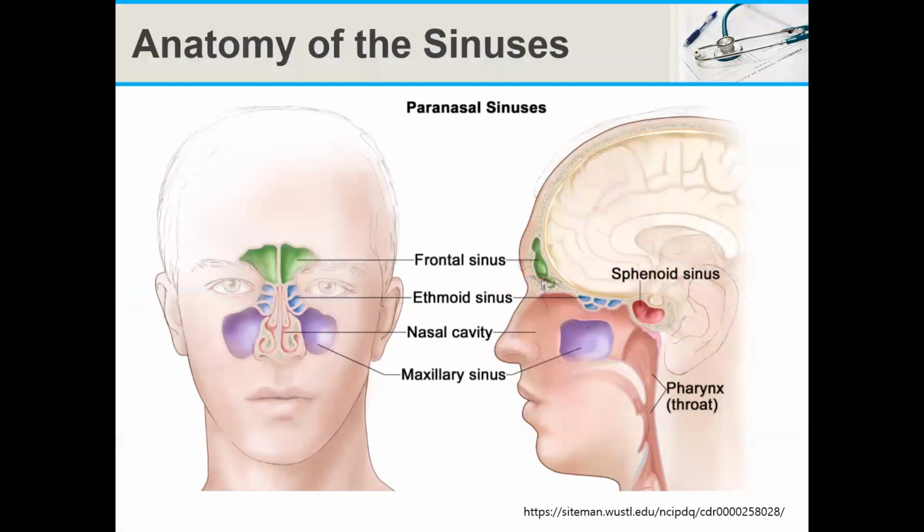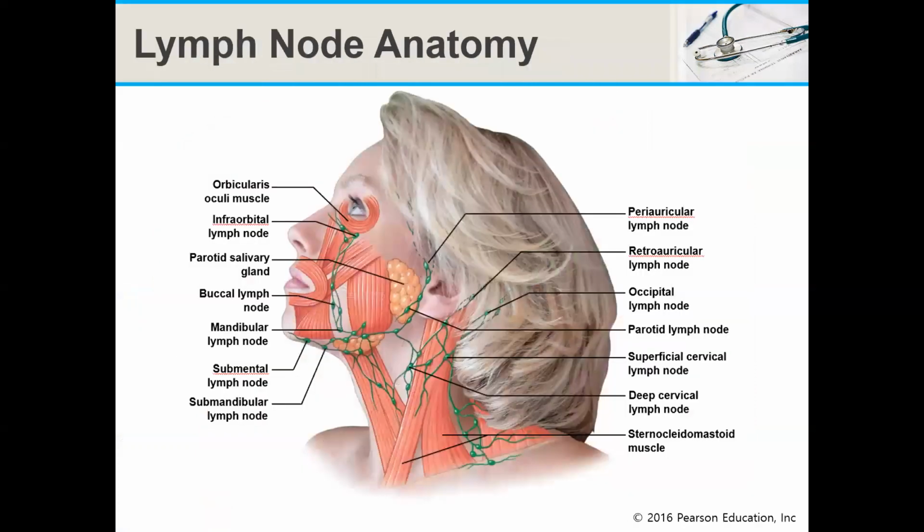This is an illustration of the paranasal sinuses, these are also included in the head and neck cancers. Here's an illustration of the head and neck regional lymph nodes. And this is a lot of different lymph nodes in just a small area of the body. So it can be very difficult when understanding the different levels of lymph nodes that are involved by these cancers.